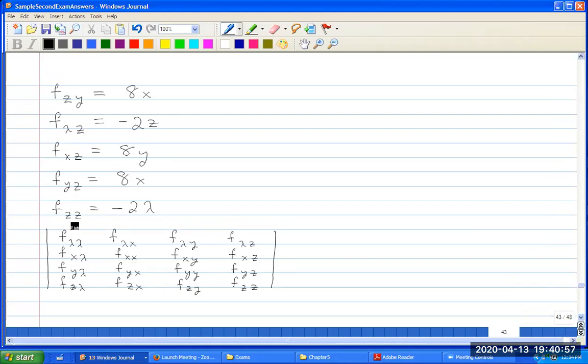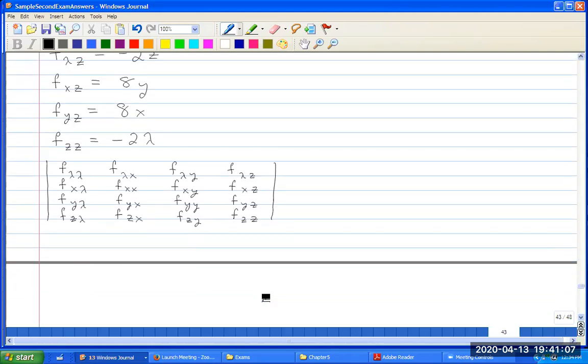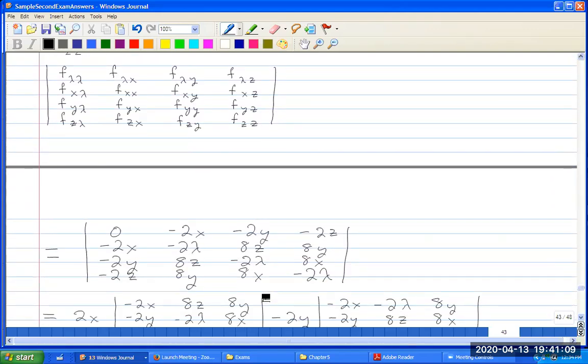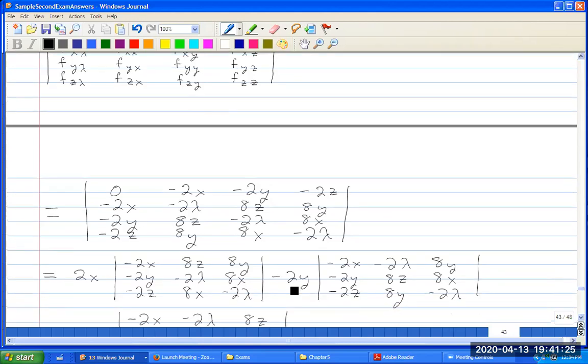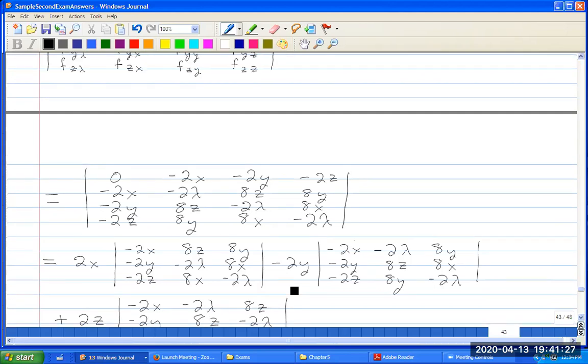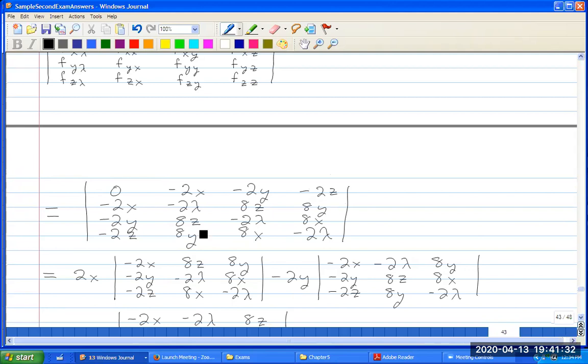So if I look at this Hessian, let's actually look at the determinant of this Hessian. If I plug in for each of these, I get the following bordered Hessian matrix. So let's first look at the determinant of this 4x4 matrix.